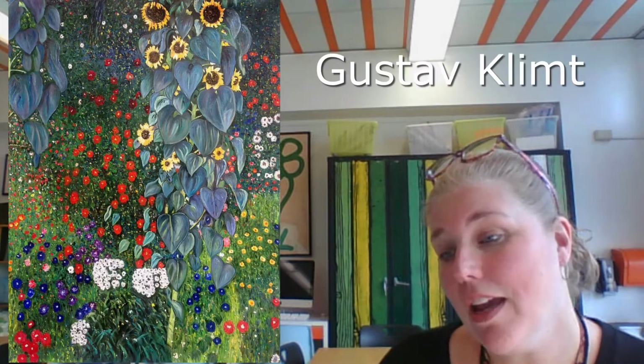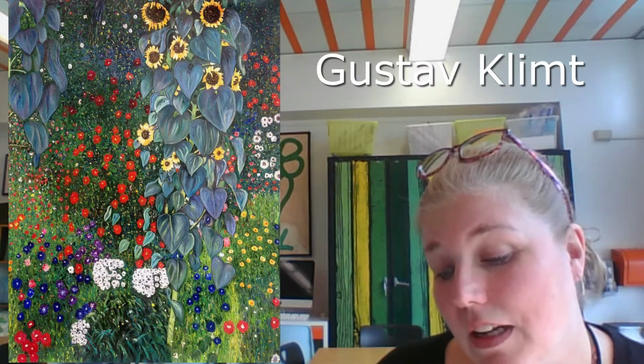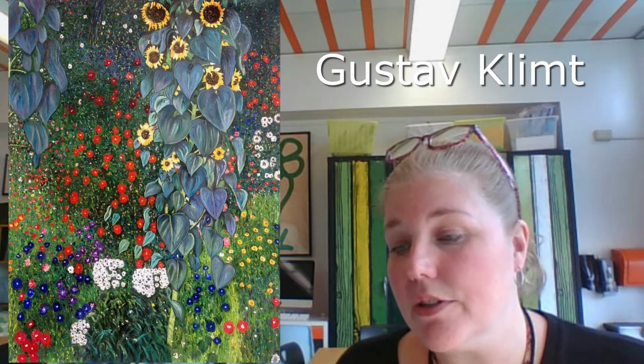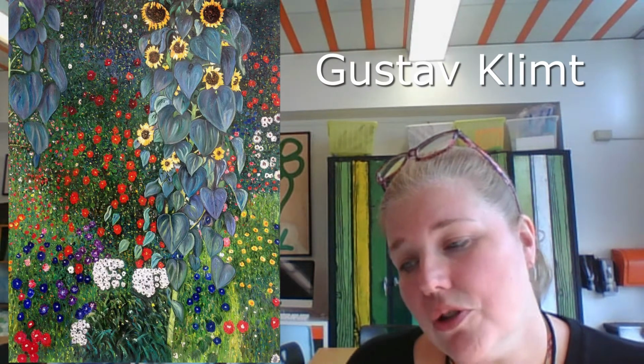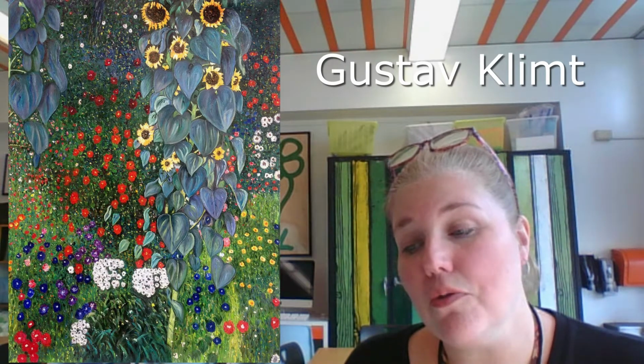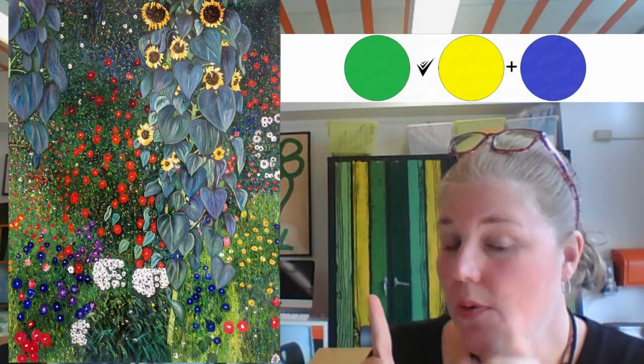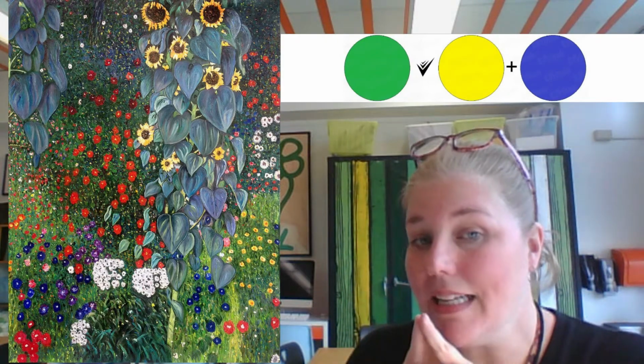Let's start off by looking at this painting by Gustav Klimt. It's called Sunflowers. If we look at this painting, what colors would you say the artist used to make the green in this painting? What do you think he combined together? There are two primary colors he used. He used yellow and he used blue, and they were mixed together to make green. So if you knew that, really great job. You were paying attention last year in art class.